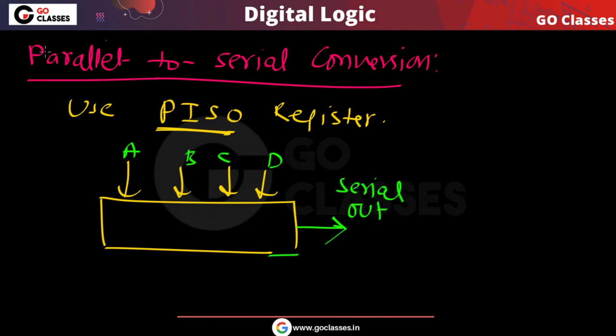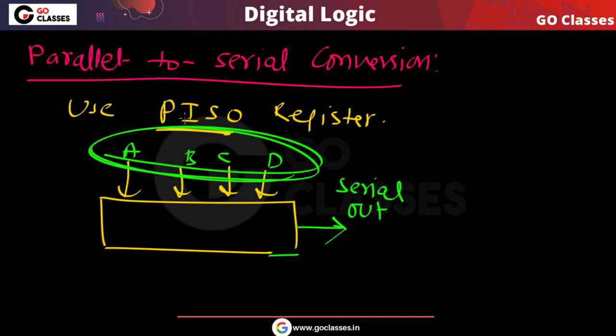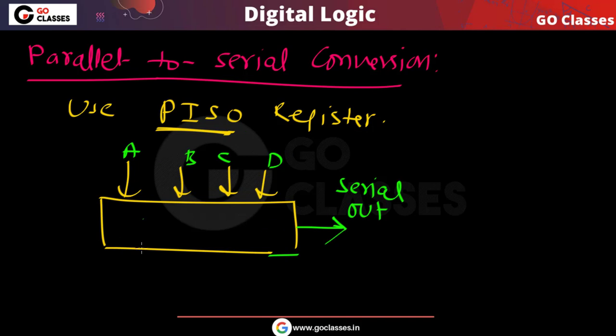For example, these four bits are coming in parallel, and this is your register which is parallel input serial output. This register will convert this parallel data into a serial stream. So here you will get a serial stream. The data that is coming in parallel, you have converted into a serial stream. So this is the idea.